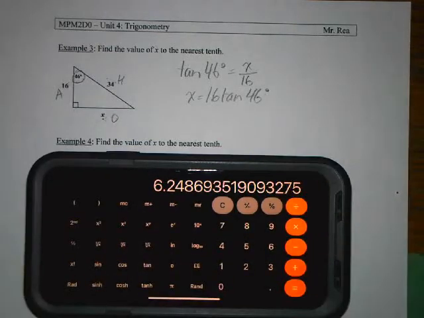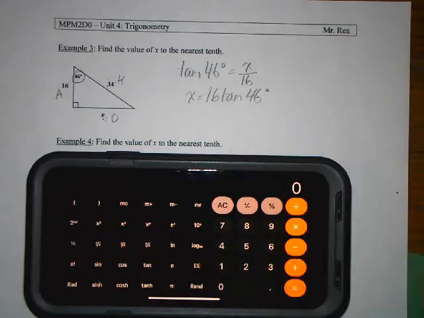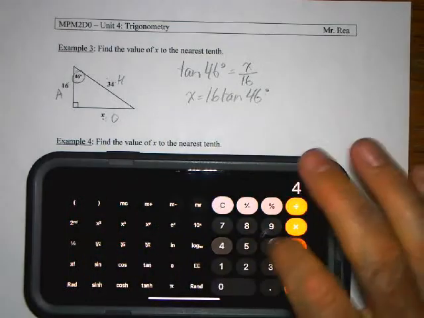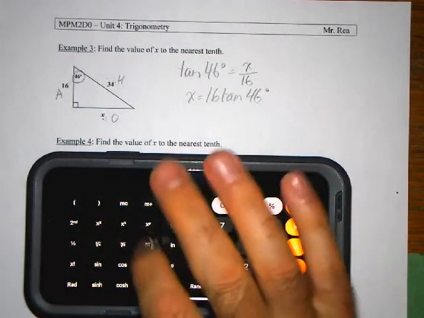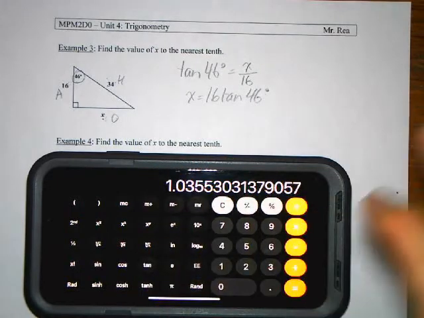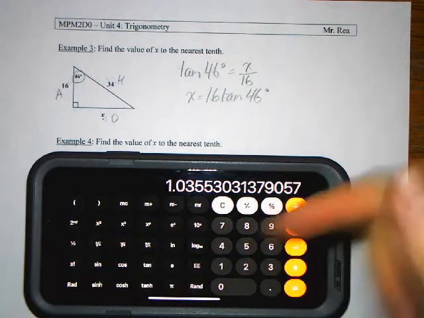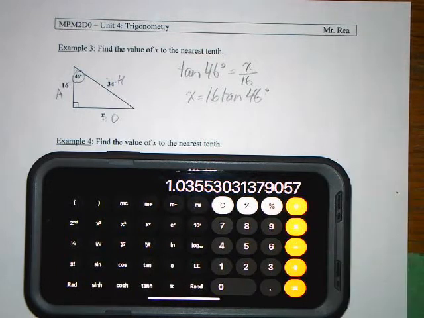So back to our calculators. This time we're going to make sure we're on degrees, 46 tan. Now on a lot of your calculators, it'll be opposite. You'll press the tan button, and then 46, and then equals. So you'll have to figure that out on your own. But usually the better calculators are the ones where you would put the tan first.